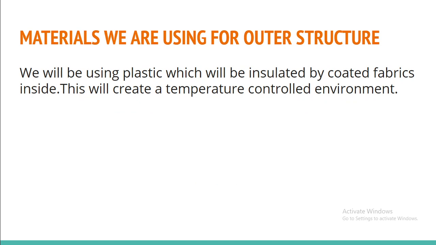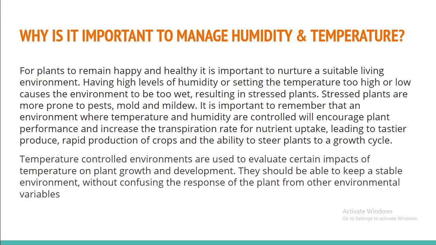Materials we are using for the outer structure: we will be using plastic which will be insulated by coated fabrics inside. This will create a temperature controlled environment. Why is it important to manage humidity and temperature? Having high levels of humidity or setting the temperature too high or low causes the environment to be wet or damp, resulting in stressed plants which are prone to pests, mold and mildew.